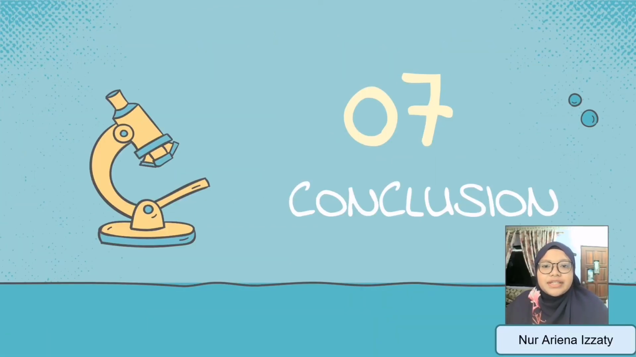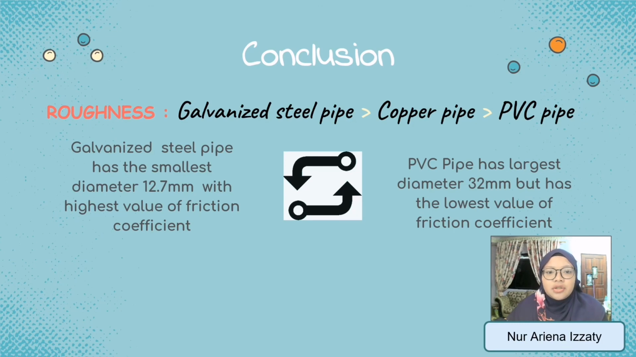Next, we will present the last part, which is the conclusion. For the conclusion, in the experiment, the friction coefficient is determined by using various formulas such as the Moody chart, Moody's formula, Colebrook formula, and the Blasius formula. For this experiment, the roughness of the inner pipe wall of the galvanized steel pipe is the highest, followed by the copper pipe, and lastly the PVC pipe.